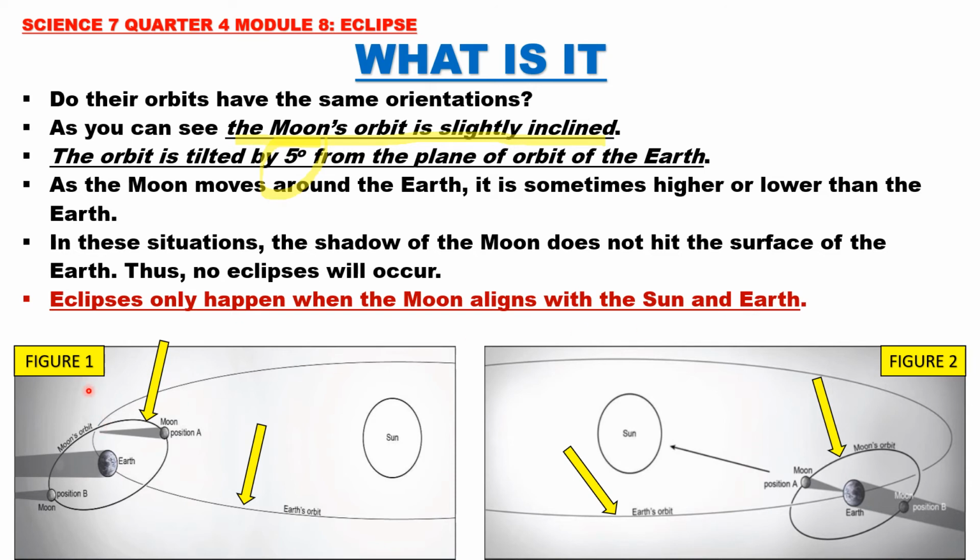So in figure number 1, we could see that in position A, the moon is higher than the Earth. In position B, the moon is lower than the Earth. During these two positions, no eclipses will occur. Eclipses will only occur when the sun, moon, and Earth are aligned with each other. They must form a direct line in order for eclipses to take place.